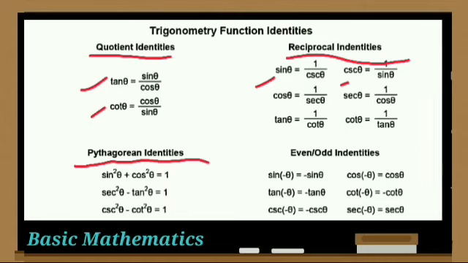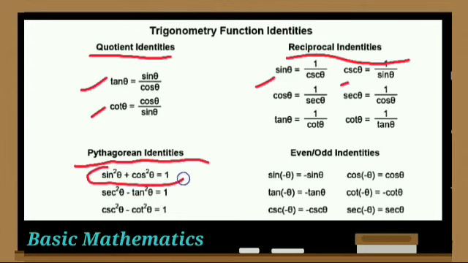You have to learn all these identities. It is mandatory for you. First is sin square theta plus cos square theta equals 1. Second is sec square theta minus tan square theta equals 1. Third is cosec square theta minus cot square theta equals 1. These terms are interrelated to each other.